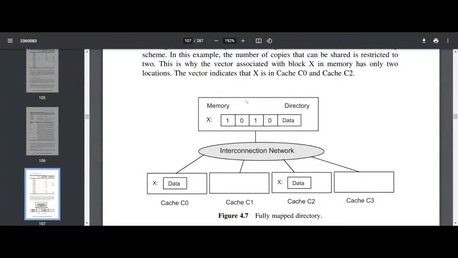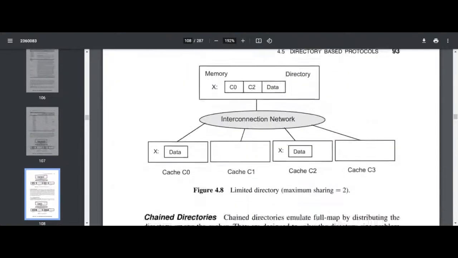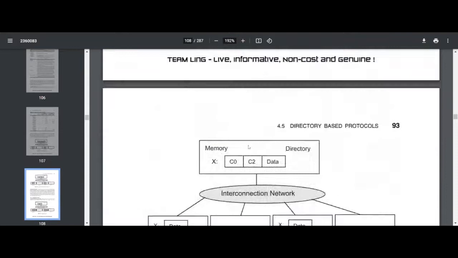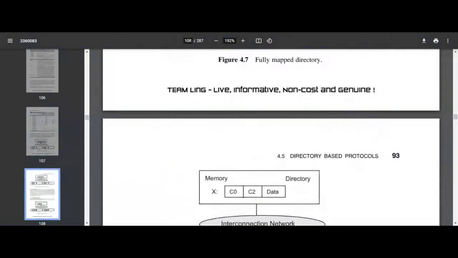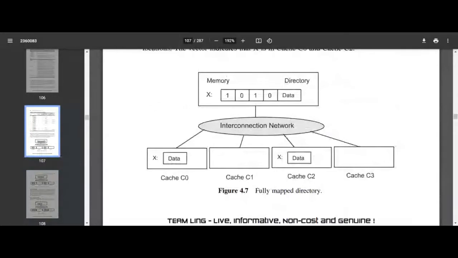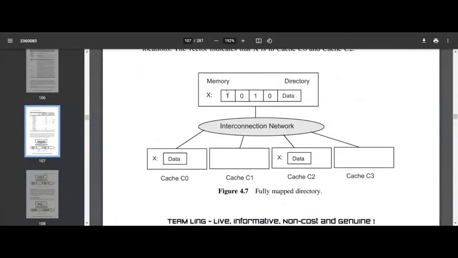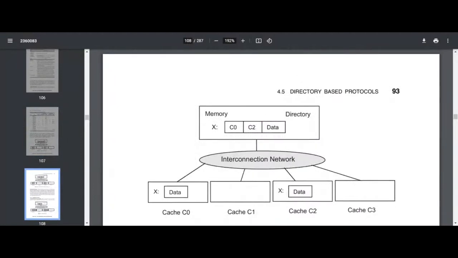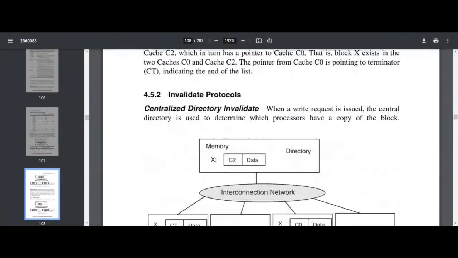In this directory structure, the memory is connected with the interconnection network, and it is connected with multiple caches, each cache containing data accessed from the main memory. Similarly, the limited directory does the same thing, but the only difference is that in the full map the memory has the number of blocks, however here the memory has the number of pointers.